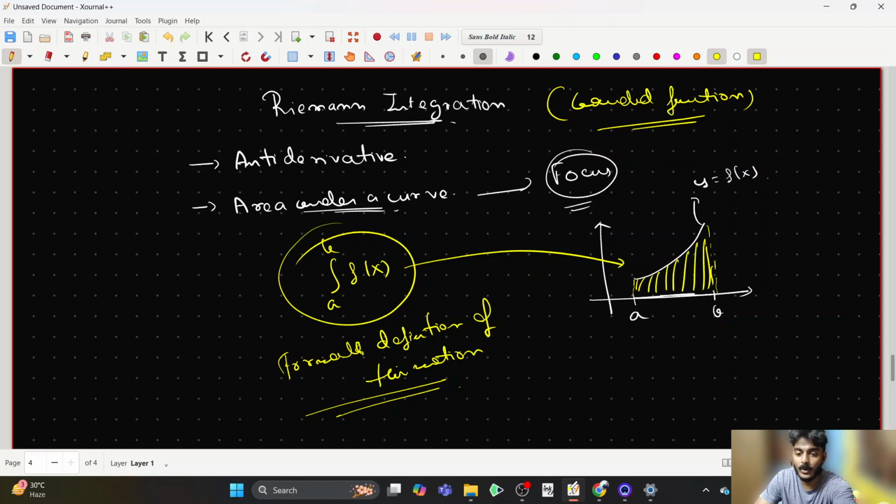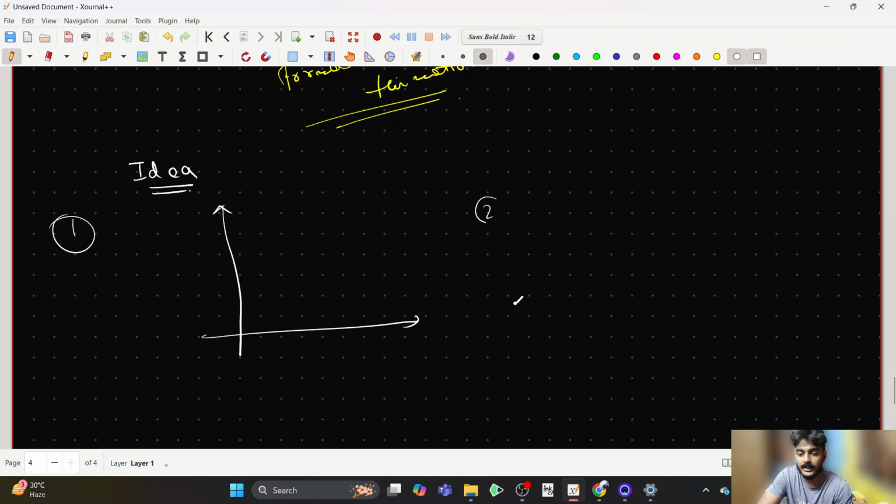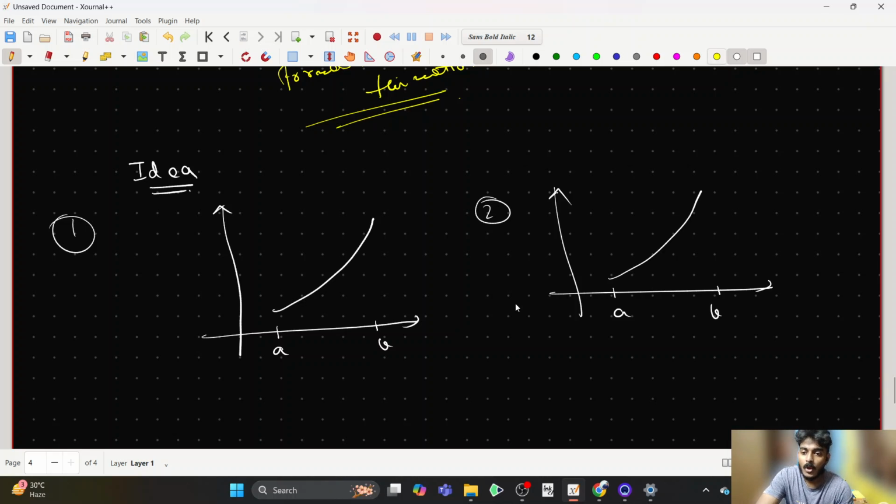Fine. So what is the idea? Let me first talk about the idea, and then the definition is pretty easy. Okay, so the idea. Suppose this is one. So we will need two diagrams. We will be understanding with these two adjacent diagrams. So suppose this is A, this is B, this is A, this is B, and I have this curve. Fine. What I'm trying to do, as I already said, is just to approximate the area under the curve of this function. So this is my y equals f of x in both the cases.